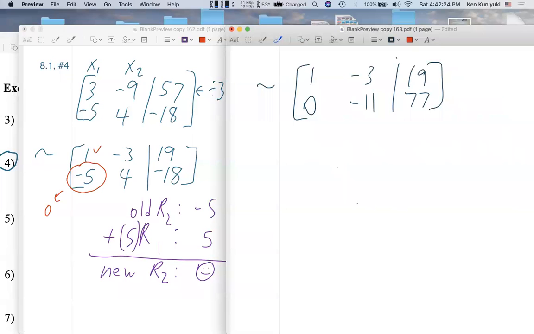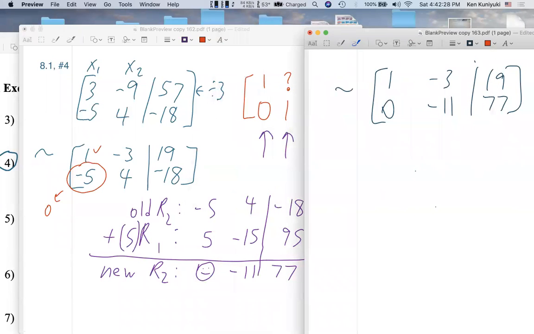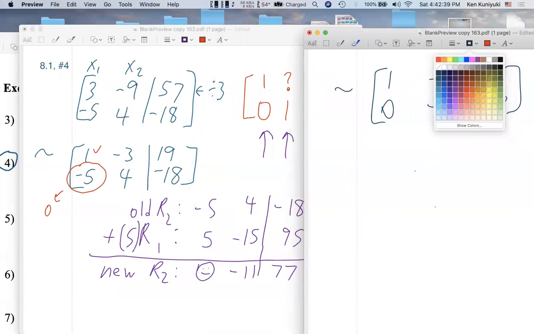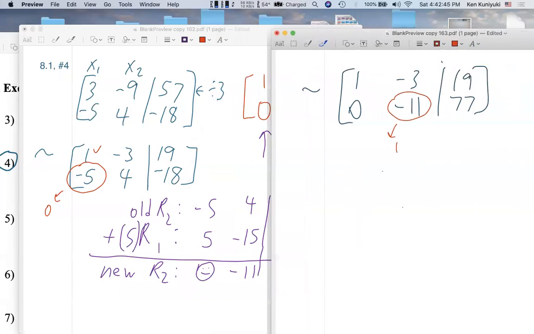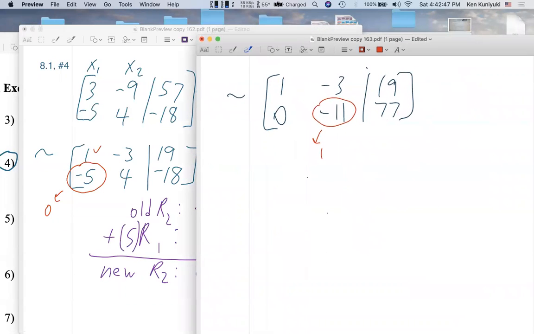Which is a good shape, but remember, this was our target. What number do we want in the position that the -11 is in? What number goes there? 1. The goal, you don't have to write this note, but the goal is to render this a 1. There's really only one way to do that. Multiply it by, or divide it by -11. Correct.